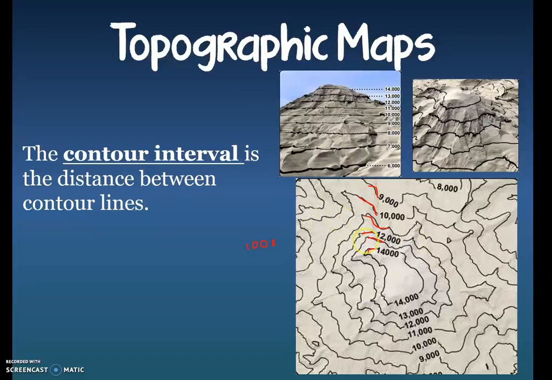If you flipped this contour map sideways, this is what it would look like. It would look like this hill pictured right here. And we'll do some more practice with contour lines in the flipped follow-up.